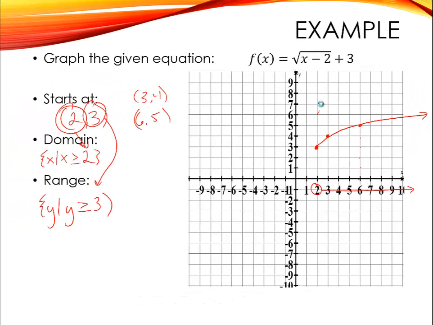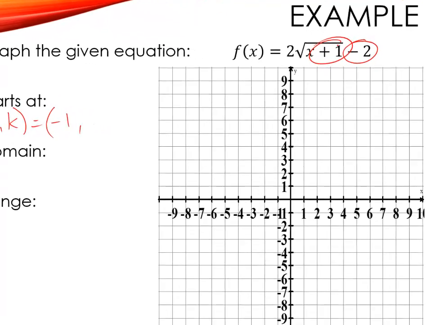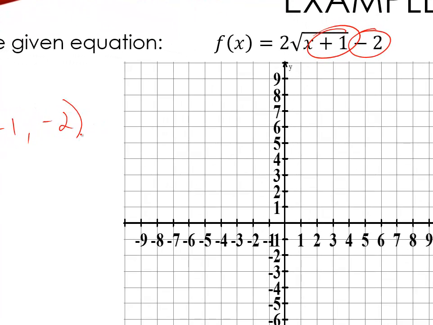Okay, so moving on. Last example, given the equation f of x equals 2 times the square root of x plus 1, minus 2. Let's go ahead and graph this guy. So first thing, we need to find our starting point. So remember, it's going to be (h, k). And when you take the h, take the opposite sign of what you're given. So that'll be (-1, -2). So there's (h, k). Let's plot that. (-1, -2), right there.